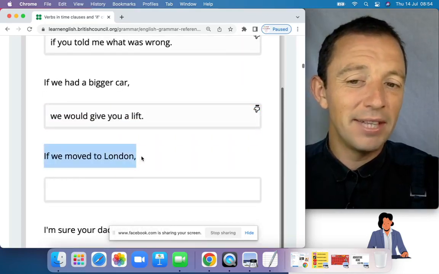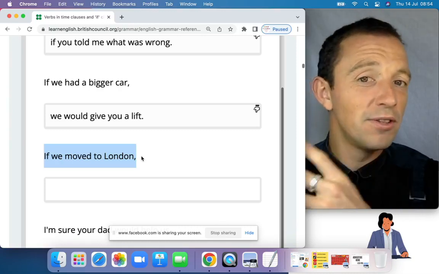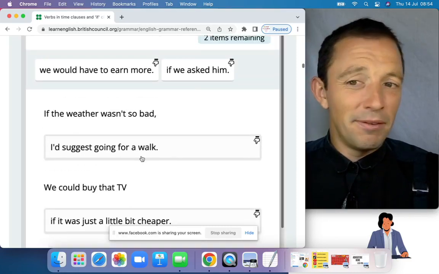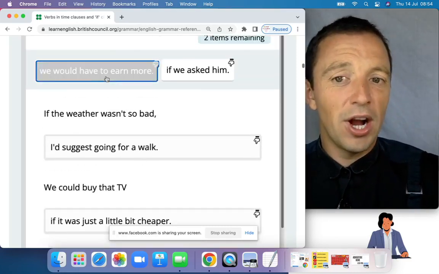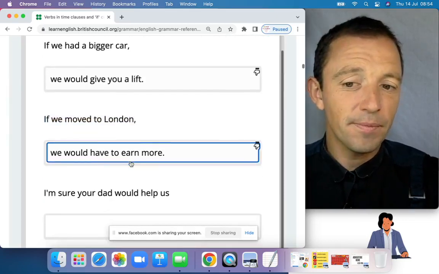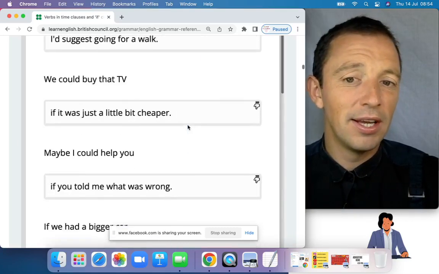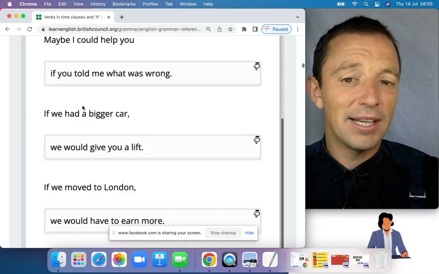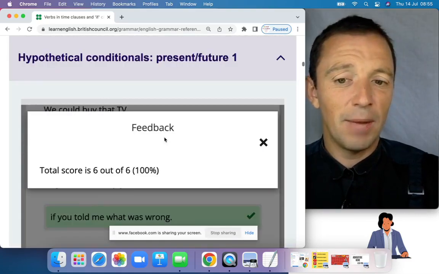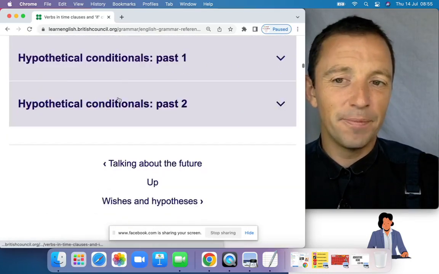Next, here we have the conditional clause. If we move to London in the past tense, I think representing maybe the future, we would have to earn more money. Modal representing the present or the future. Okay, and then finally, I'm sure your dad would help us. Hypothetically, I'm sure he would help us if we asked him in the past. And I think most are okay. Let's select finish. And we have 6 from 6. Okay, good. So I think we have another exercise here.